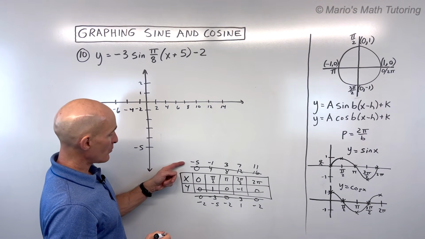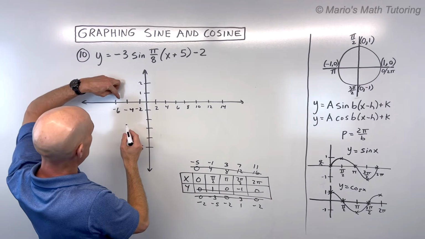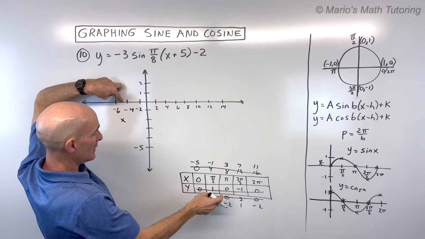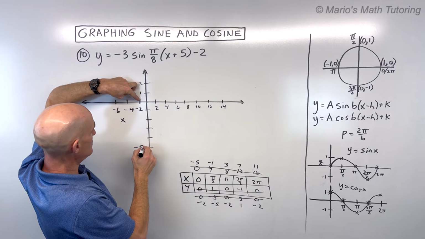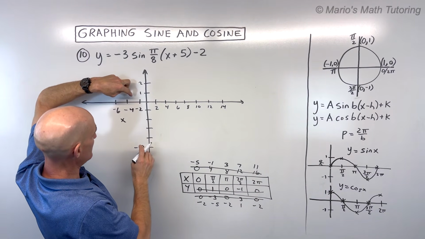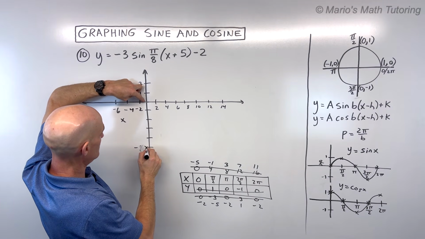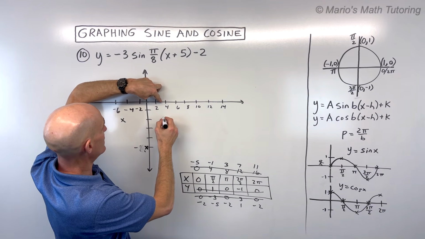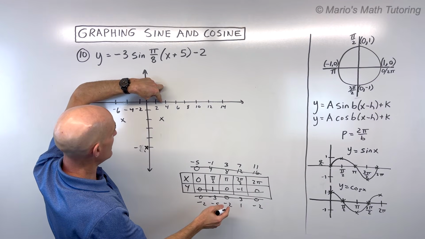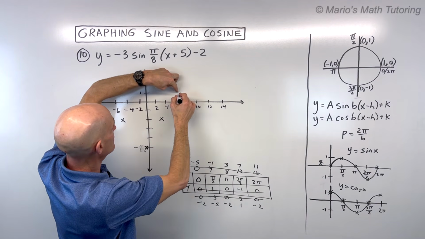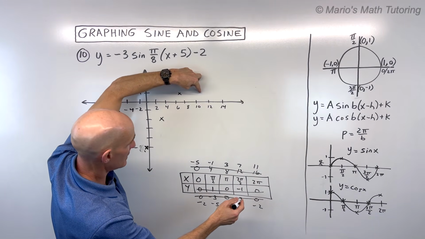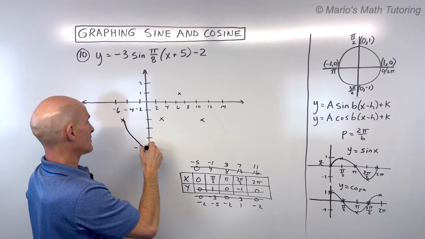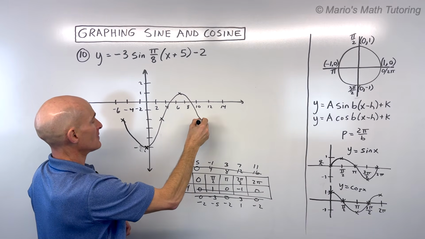Okay, so then let's go ahead and plot these points. So -5, -2. -5 is halfway between -4 and -6. Down 2 is going to put us right here. And then -1, -5 is going to put us down here. Oops, that's at -2. So -1 is going to be right here. And then over here we've got 3, -2, which is right about here. And then we have 7, 1, which is right here. And then we have 11, -2, which is right back here. Okay, so that's our graph. And it just keeps repeating.